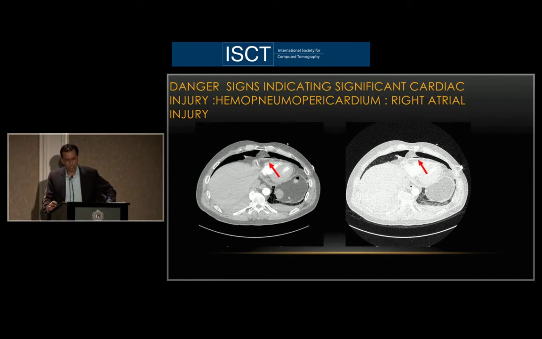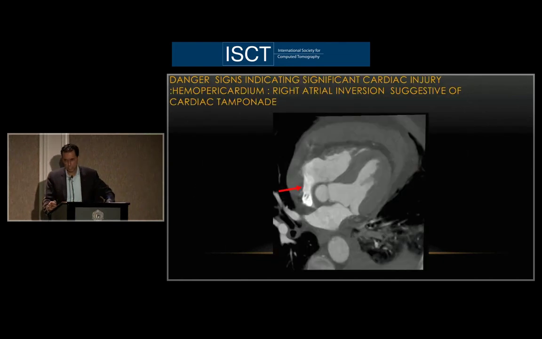Also, what I would say at our institution, if we do see an entry point in that cardiac box, we'll do a separate, dedicated cardiac CT with full functional analysis, and I'll show you the clinical utility of that. Another danger sign in this particular example, we can see a large hemopericardium. There's atrial inversion, bowing of the interventricular septum towards the left ventricle. Those are indirect signs you're dealing with cardiac tamponade. That is also worrisome. This patient also had a right atrial injury.